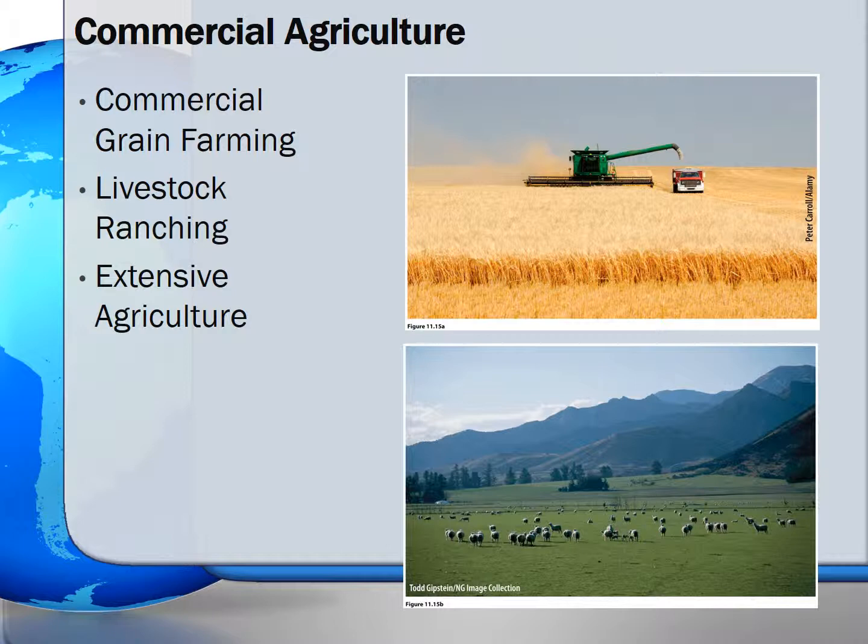Both commercial grain agriculture and livestock ranching are extensive agricultural systems, which are characterized by low inputs of labor, capital, or equipment per unit area of land.